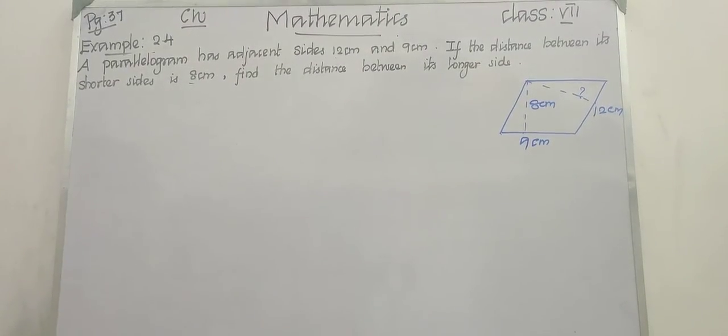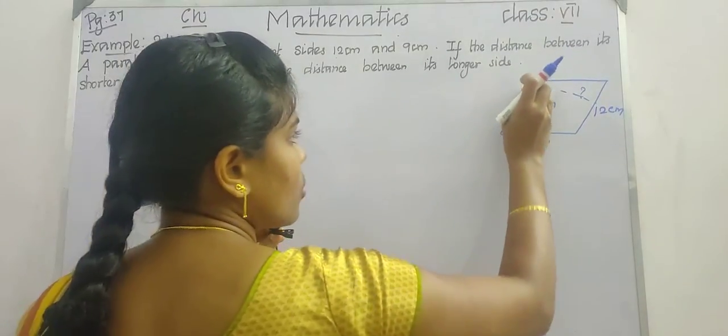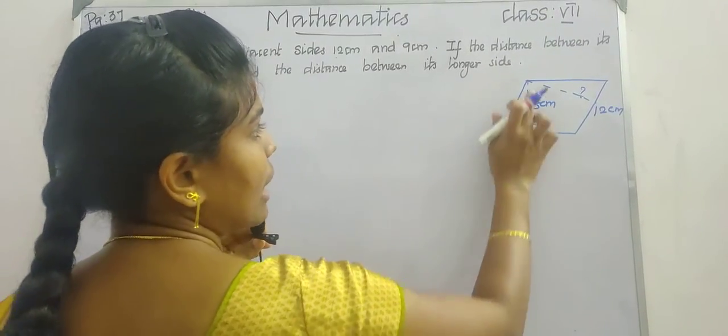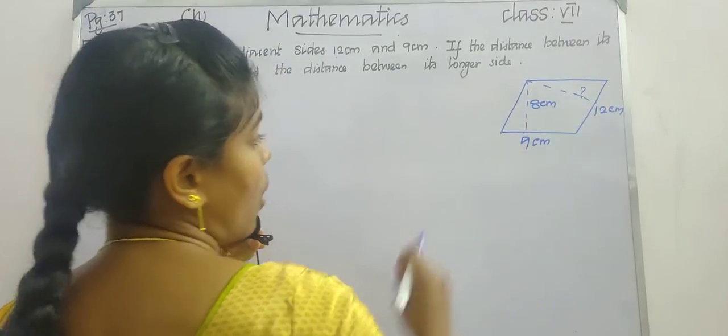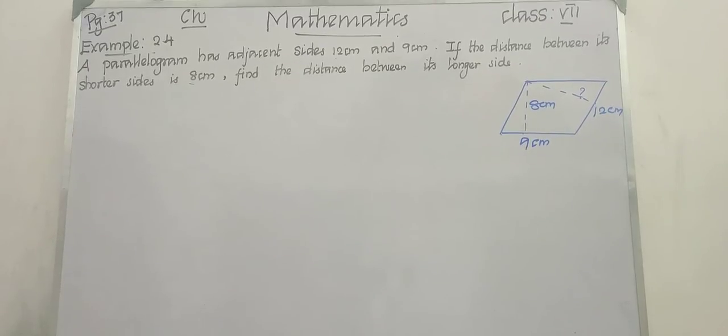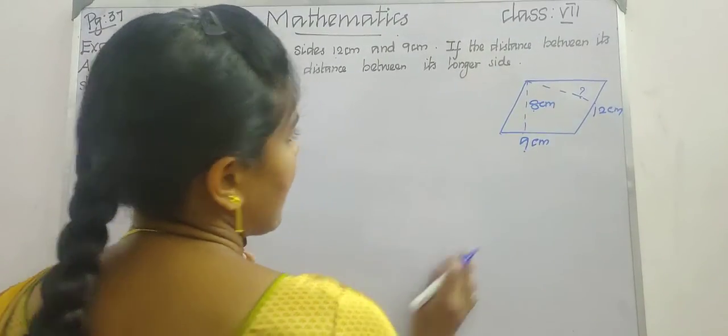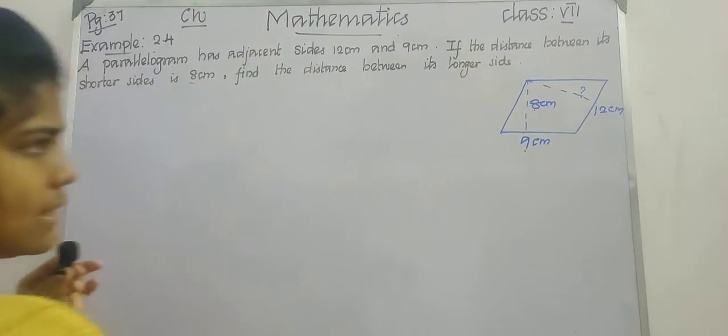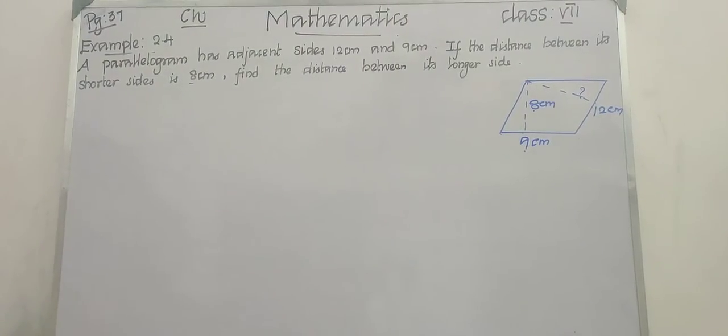Children, the height for one side is given, and we need to find the height for the other, longer side. How will you find this? Let us find the area for the given values. What values are given? Base and height are given, right? This one is height and this one is base. Let us find the area for these values, and by using that area we are going to find the distance between the longer side.